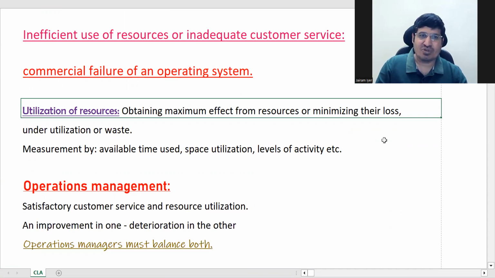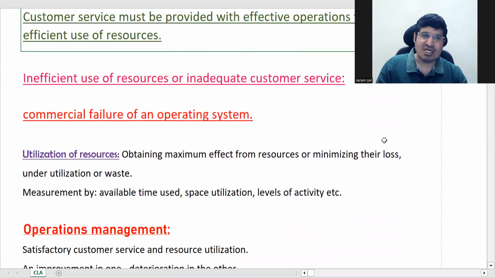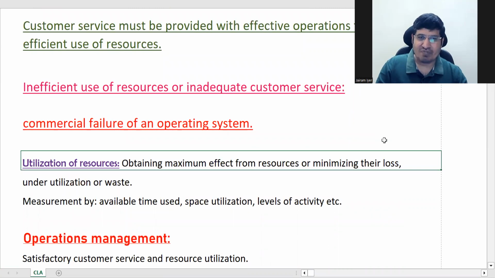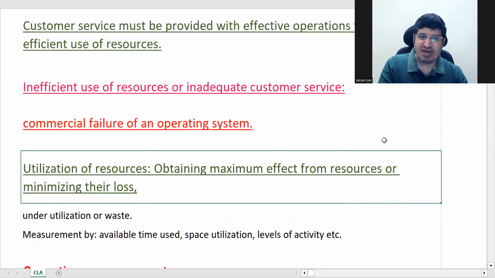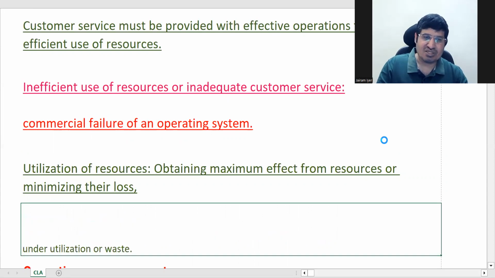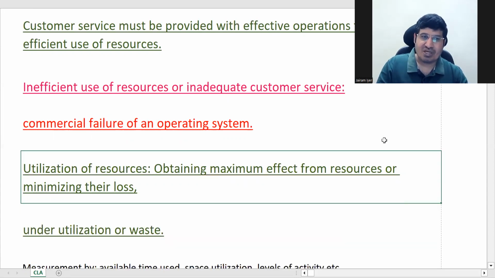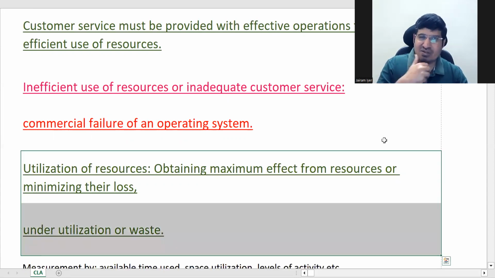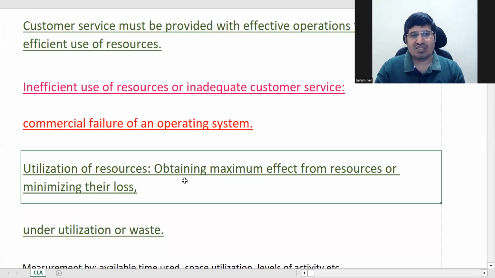utilization of resources. Now this is a continuation of this point only. So utilization of resources means obtaining maximum effect from resources or minimizing their loss, underutilization or waste. So utilization of resources, you already know, like from the name you can make it out, right? So utilize your resource in the best possible way.